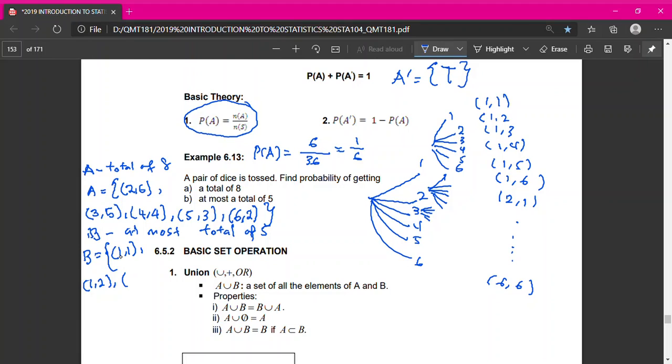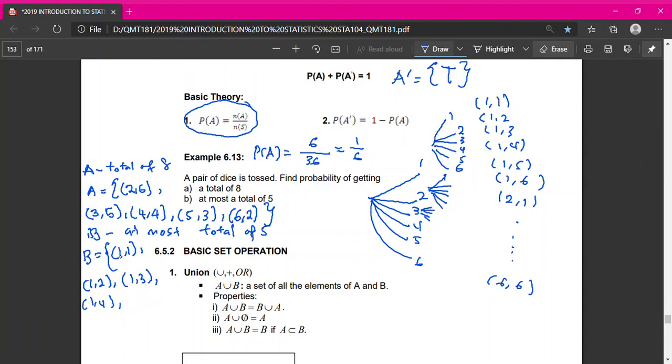Lagi. 1, 3. 1, 4. 1, 5. Sorry. Paling banyak 5. Sorry. Dah 6 dah. 1, 4 lah. Sehingga 1, 4 saja. Total kedua-duanya paling banyak 5.